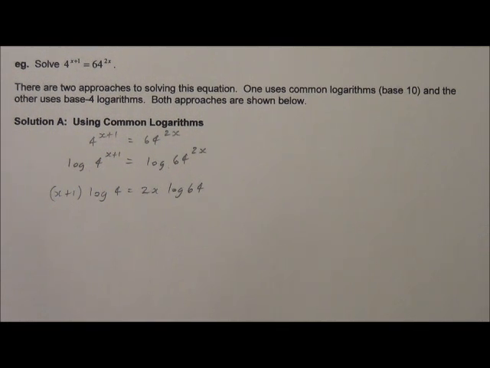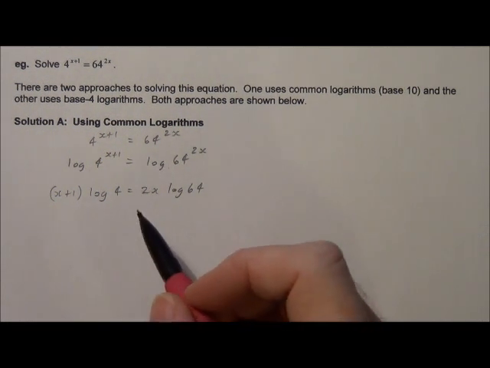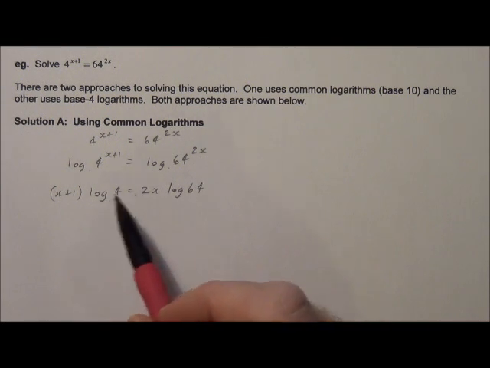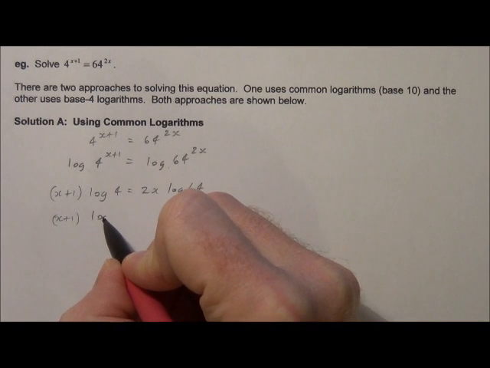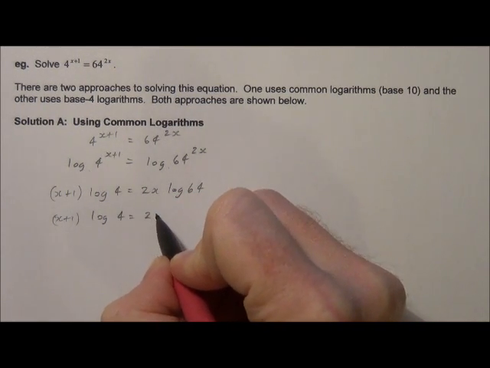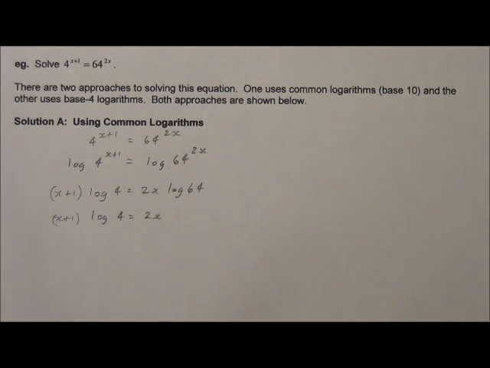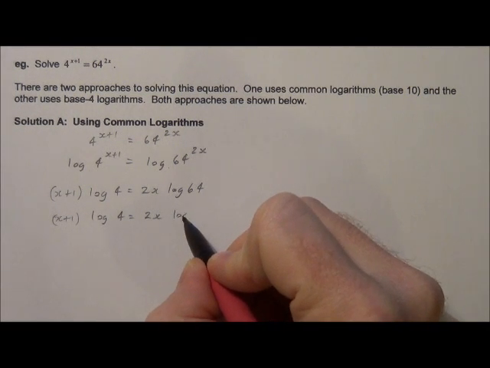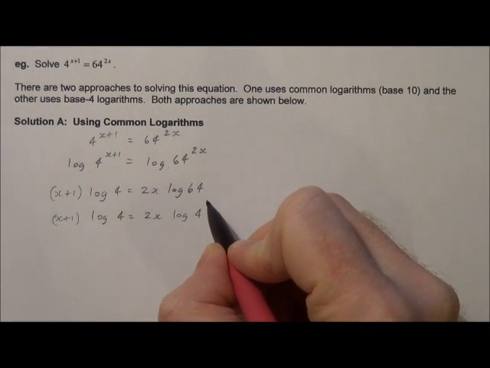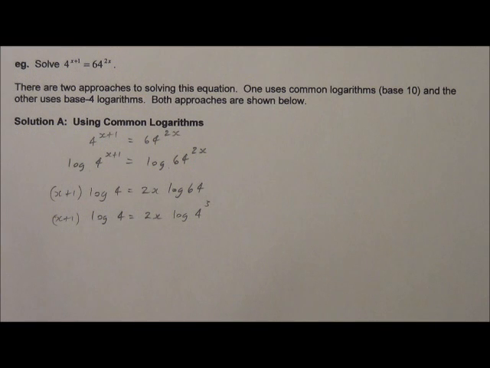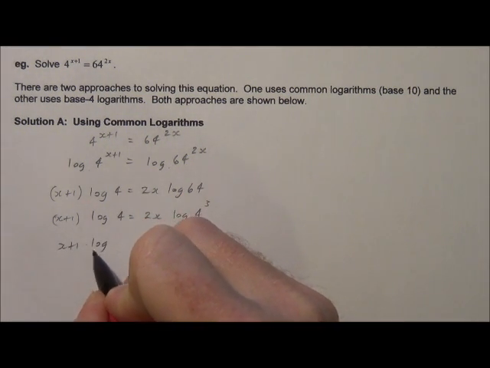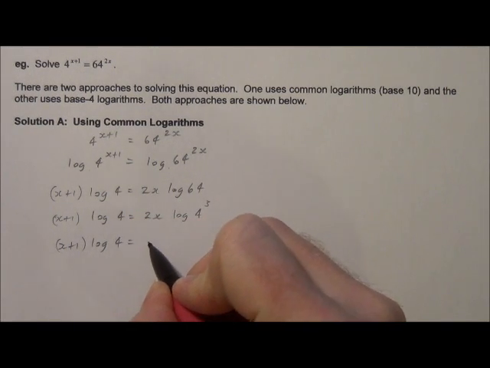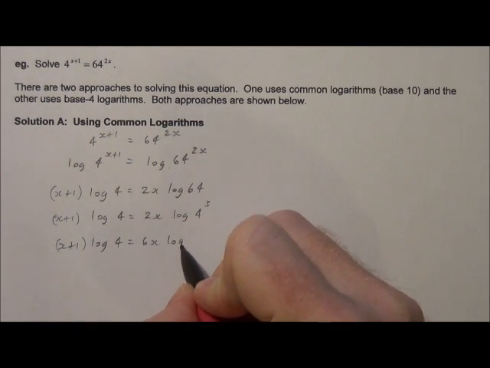Okay, and then we'll continue. So I'd like to get a common logarithm on both sides, so this x plus 1 times log of 4 will stay as it is, and log of 64, I'll change that to log of 4 cubed. Bring the 3 down in front, so I'll get x plus 1 log of 4 equals 6x log of 4.